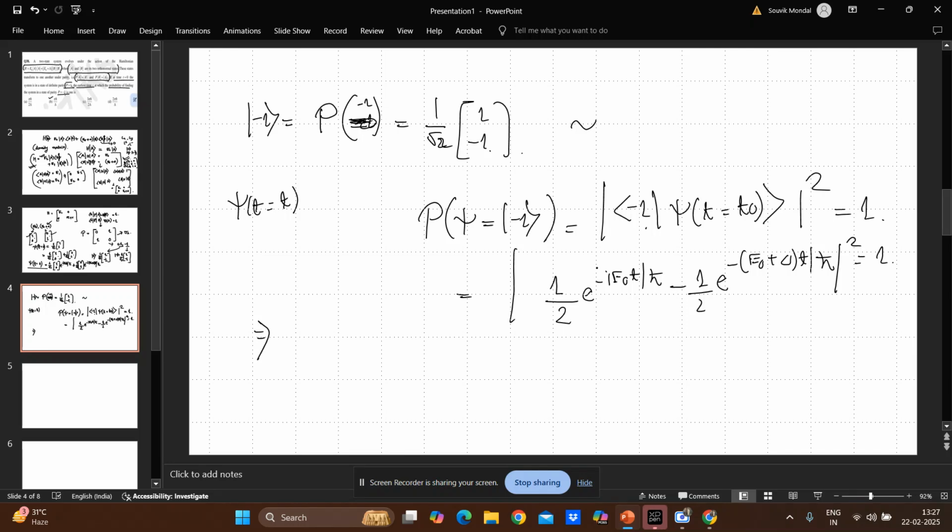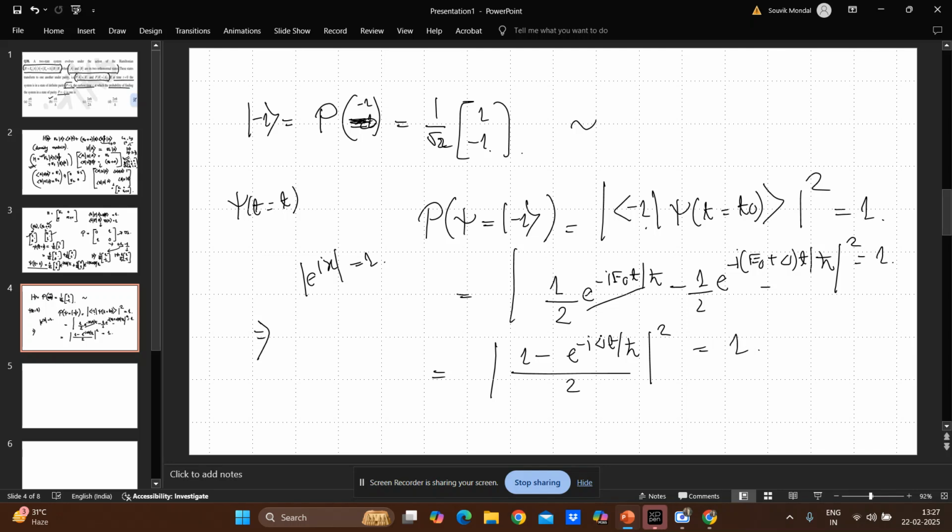Now you can eliminate this e to the power minus i E naught t by h cross from both sides, because the mod of e to the power of some i x is always equal to 1. It has a purely imaginary exponent with mod 1. So you can take it outside the mod, and what you are left with inside the bracket is 1 minus e to the power minus i delta t by h cross, mod squared by 2 squared, is equal to 1.